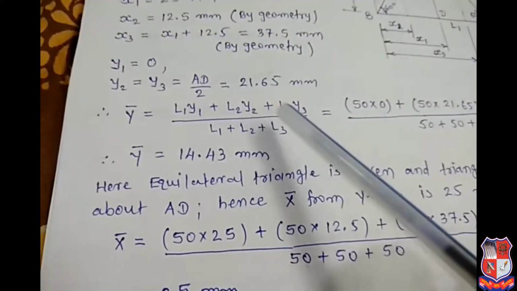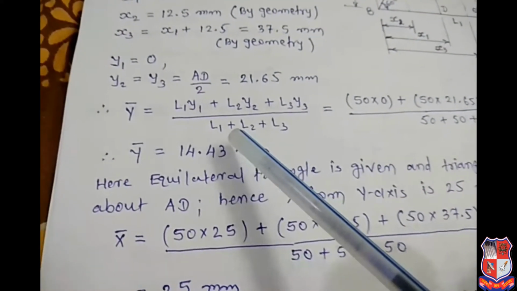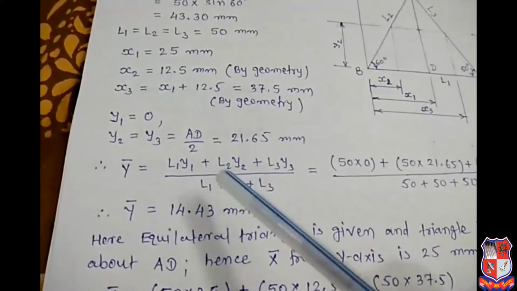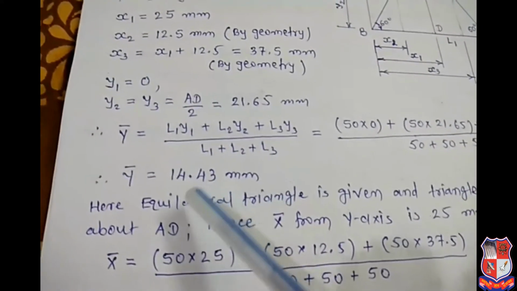Now we can find out y bar, the center of pressure y value. It is L1 y1 plus L2 y2 plus L3 y3 divided by L1 plus L2 plus L3. We will insert all these values, which we have already obtained, in this equation and we will find the y bar.